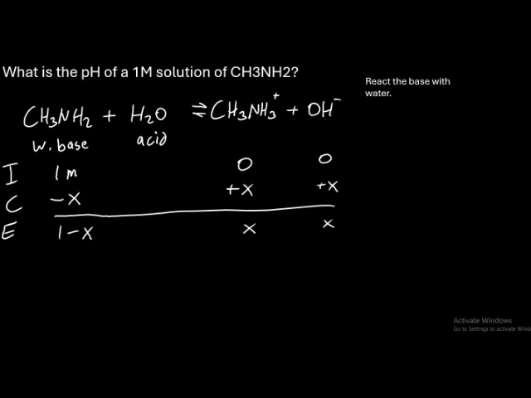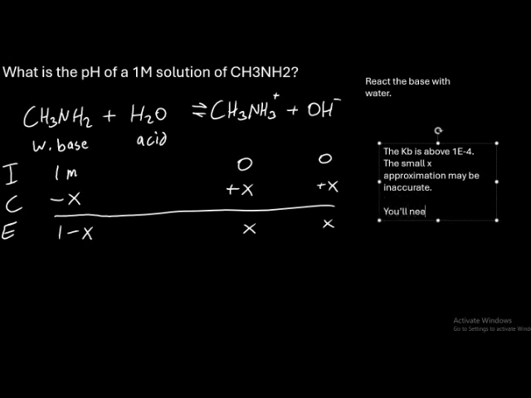In a previous example, we used the small x approximation to simplify our math a little bit. However, this time, our Kb is above 1 times 10 to the negative 4th. This means that the small x approximation may be a little bit inaccurate. To minimize any inaccuracies, we'll do a little bit more math and try to find x by using a quadratic equation.